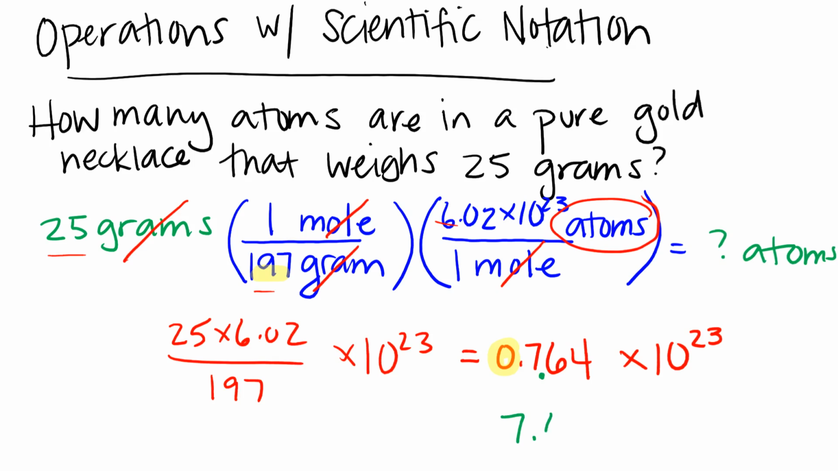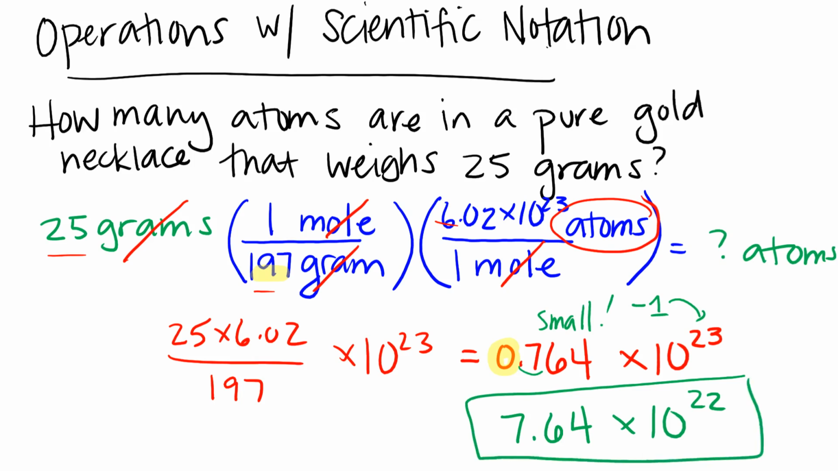We know our answer needs to be 7.64 times 10 to the something. And now here's where I look again at that big versus small. Before I moved this decimal, is this number bigger than 1 or smaller than 1? This is a small number, right? Which would mean we need a negative exponent. And we only need to move over 1, so we need a negative 1. So we're going to add that negative 1 into our 23 to get our new exponent of 22.